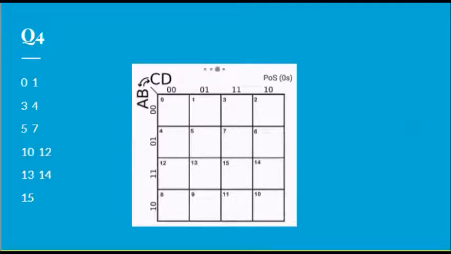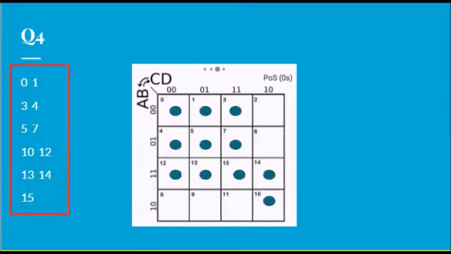Another question. Now at this time we have 0, 1, 3, 4, 5, 7, 10, 12, 13, 14 and 15. So we must place zeros at the place where the numbers are given, and the rest of the places can be filled with 1. Let's try and group together.